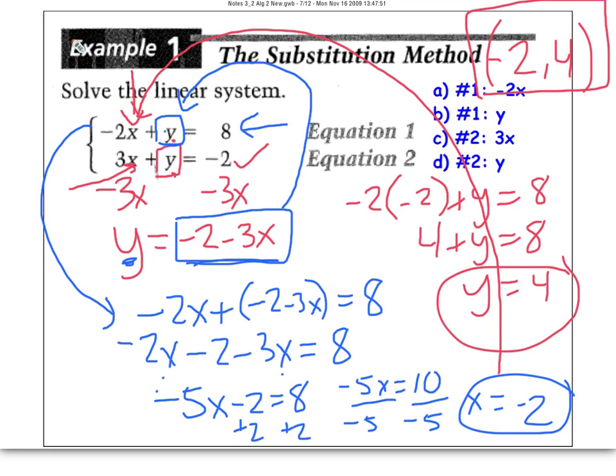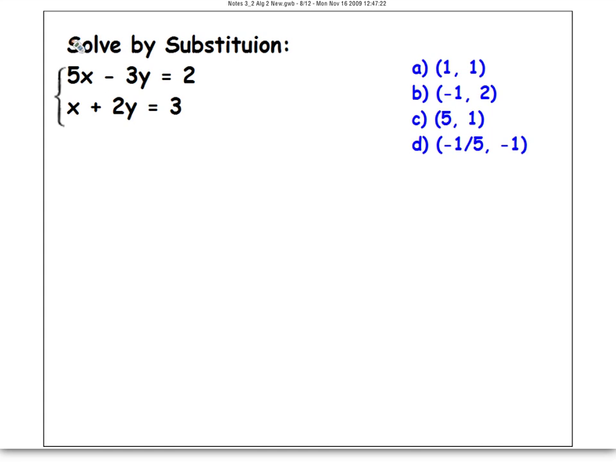I can check it and put the negative 2 in for x and the 4 in for y and see if it works, and it will. Okay, let's look at this one. Now, you actually can solve for any one of these variables to get it by itself. I could solve and try to get this x by itself right here, or that y, or this x, or that y. You just want to find the one that's the easiest.